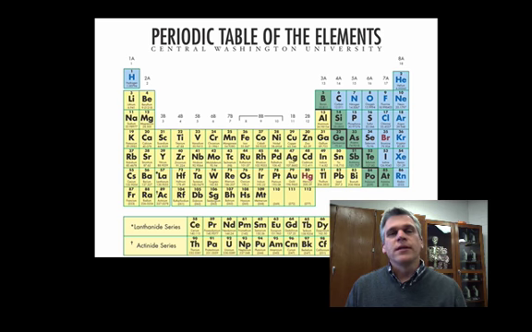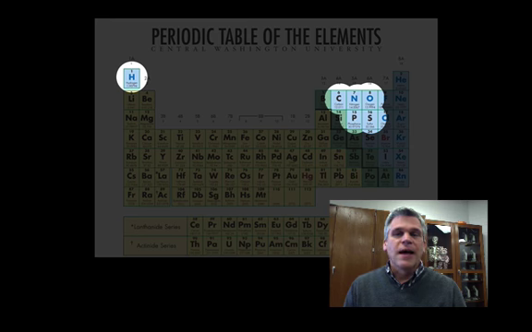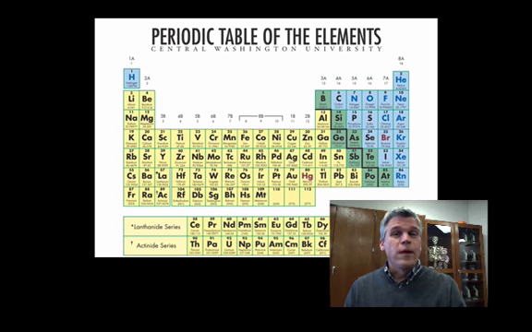In living organisms, we have only a handful of elements. In fact, carbon, hydrogen, oxygen, nitrogen, phosphorus, and sulfur will make up 99% of all the elements found in living organisms. So for the most part, that's all the ones that we're going to care about too much this year.